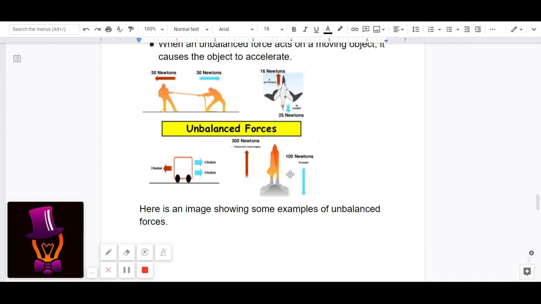Here's the propulsion of a rocket. 300 newtons is going up and the weight of the rocket is 100 and it's bringing the rocket down. Since the net force is 200 in the upward direction, the rocket is able to go up.